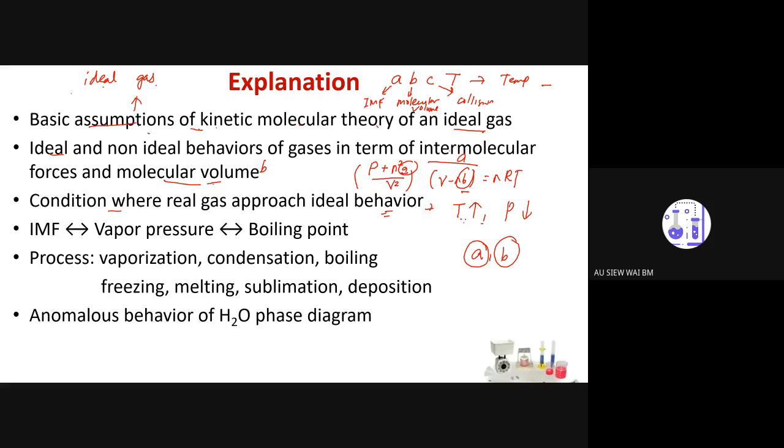Kalau temperature dia tinggi, bermakna kinetic energy dia tinggi. So when the temperature is higher, kinetic energy is higher, the particles are able to vibrate faster. As a result, they are able to overcome the intermolecular forces. So that kita boleh abaikan intermolecular forces dia. Sebab kinetic energy dia boleh overcome the intermolecular forces dah.